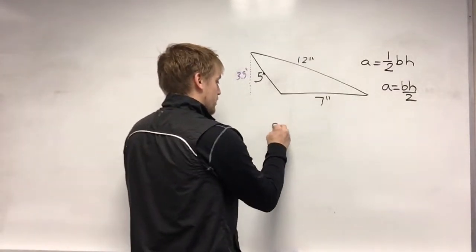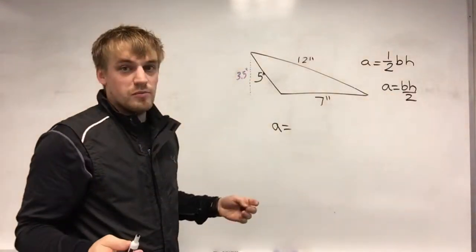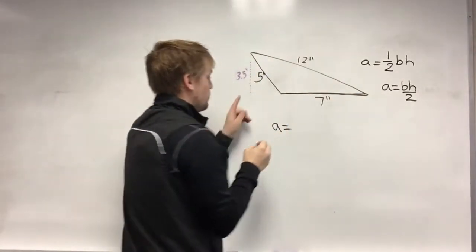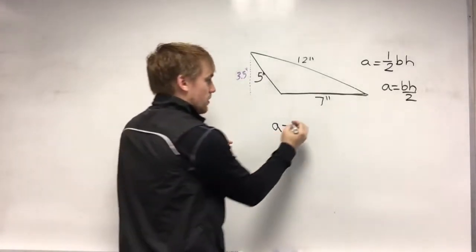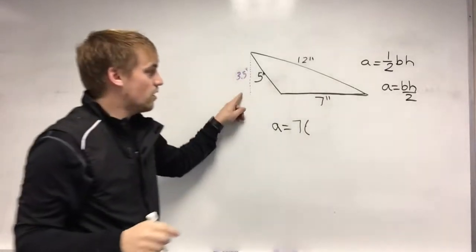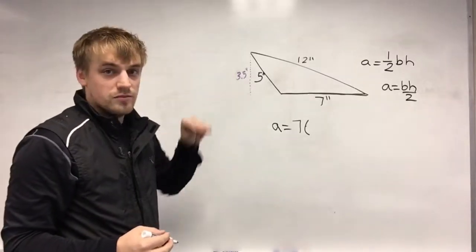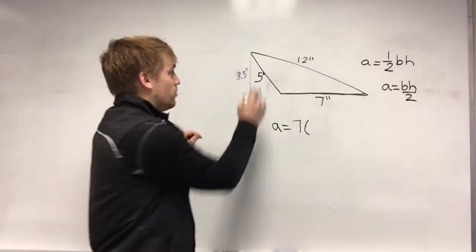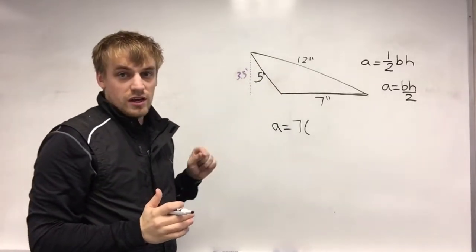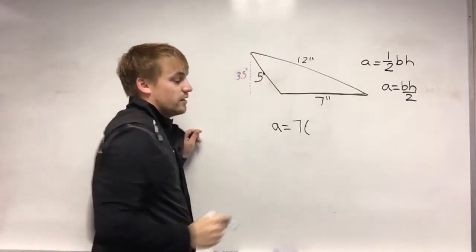So area equals base. We have to find the base, which is 7 inches, because this is the bottom of the triangle based on where the height is. So we'll have 7 times our height. Remember, our height always goes from the base of the shape to the top, or the bottom to the top, and it has to be a straight line. We can't use this 5 inches because that's not straight up and down. It's slanted. We want to use this dotted line on the side as our height.